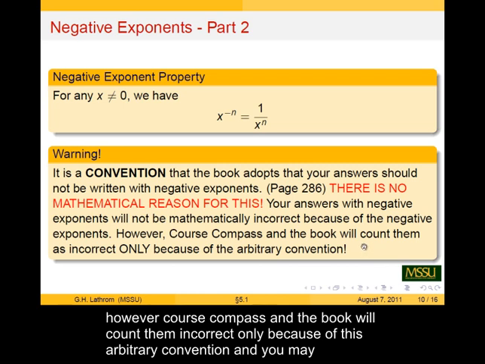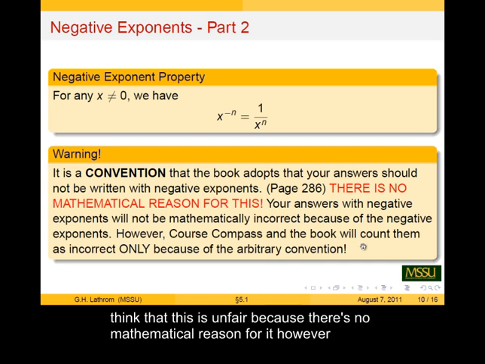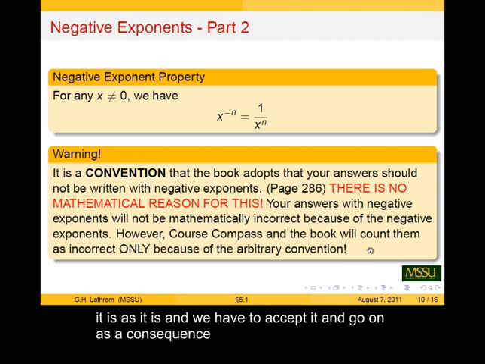I understand you may think that this is unfair because there's no mathematical reason for it. However, it is as it is, and we have to accept it and go on as a consequence.